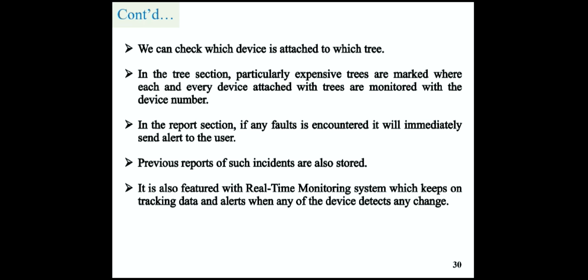We can check which device is attached to which tree. That is, each tree has its own tree ID and each device has its own device ID. In the tree section, particularly expensive trees are marked, where each and every device attached to the trees is monitored with the device number. In the report section, if any fault is encountered, it will immediately send an alert to the user. Previous reports of such incidents are also stored. It is also featured with a real-time monitoring system, which keeps on tracking data and alerts when any of the devices detects any change. Next, we will see the devices list.